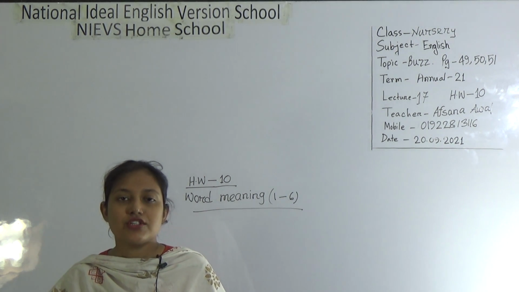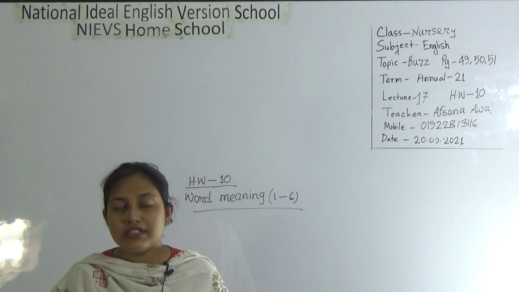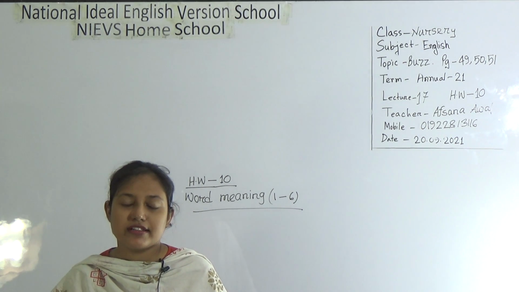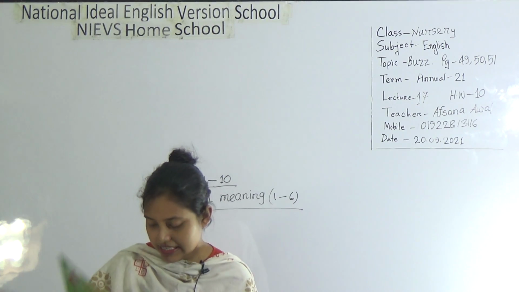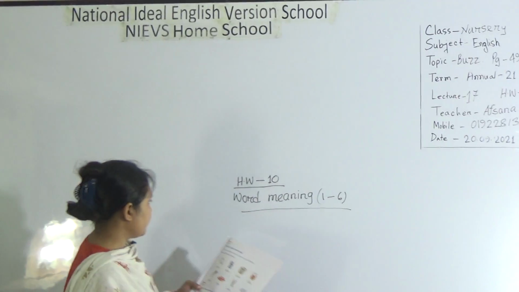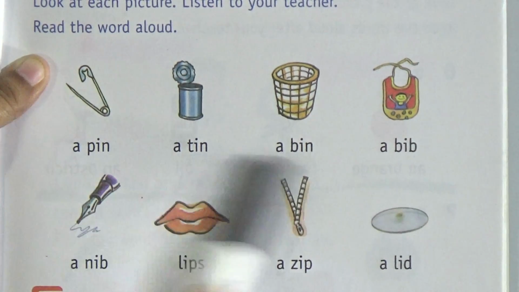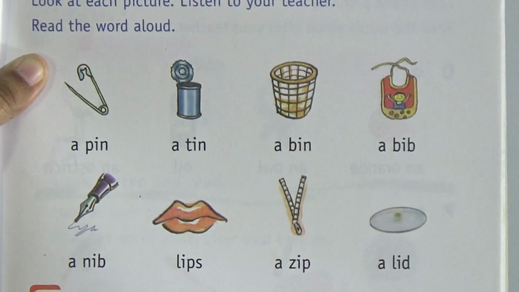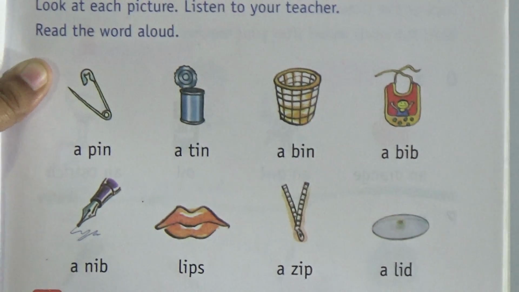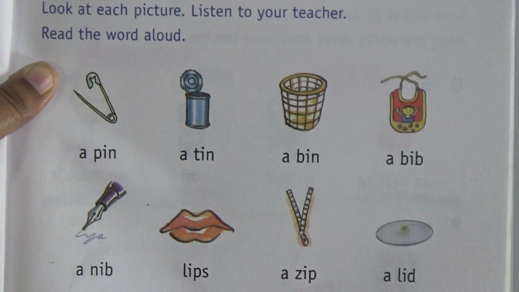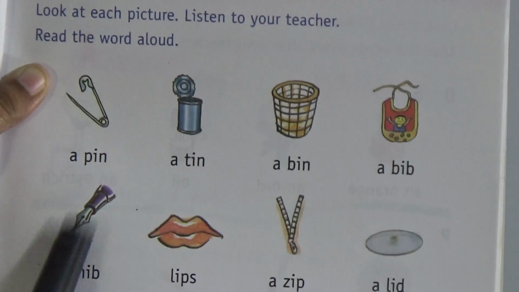And students, today's topic is buzzword, page number 49, 50 and 51. So let's start our class. Students, look at the board. I'm just showing you here. This is page number 49. Just look, there are some pictures here, and under each picture the name is mentioned. So let's start reading. At first, just look at the picture.